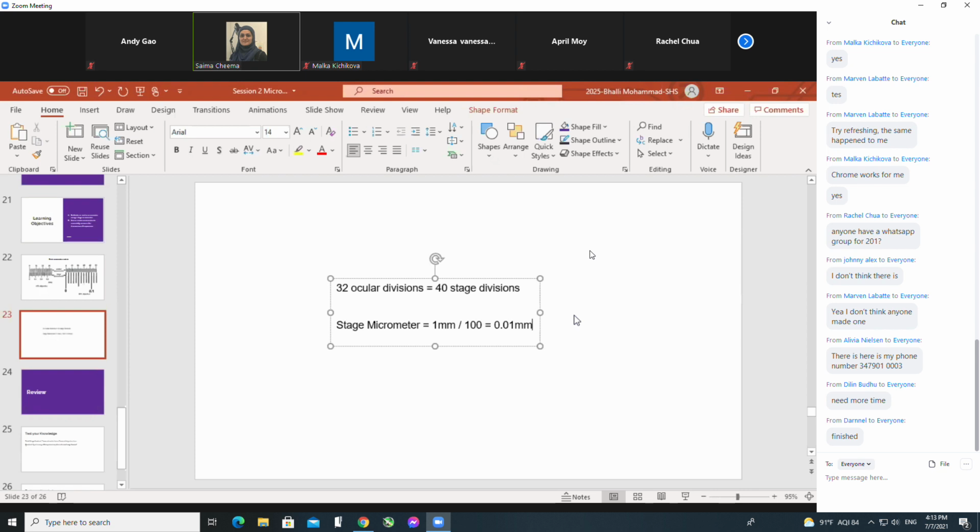How many micrometers are in 1 millimeter? Does anyone know? 100? Milli is 1,000 and micro is a millionth. So not 100, but 1,000. Thank you. All right, so then you multiply that.